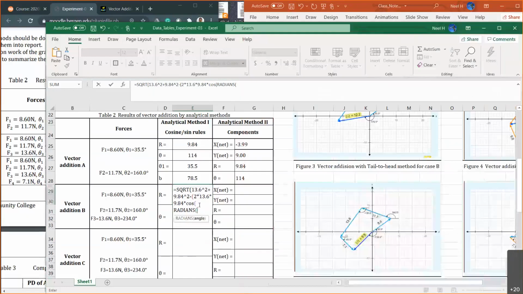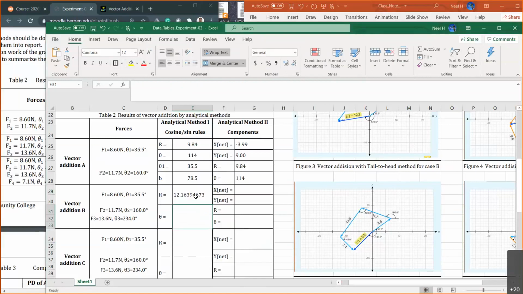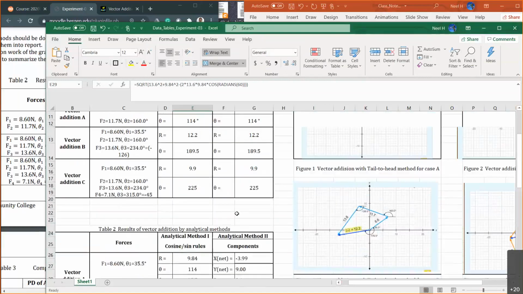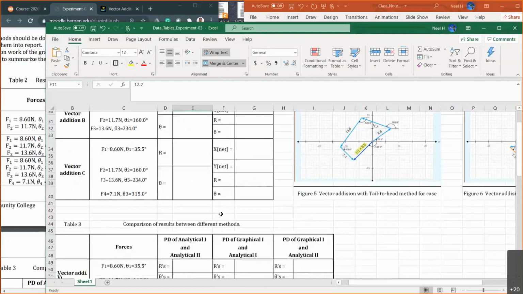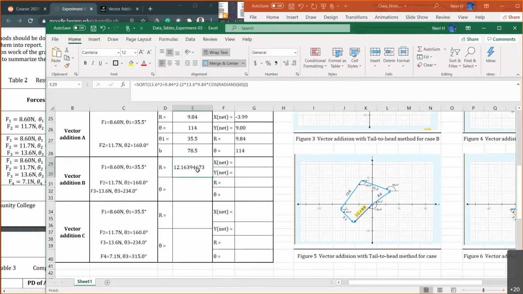60 degrees, so 60 here, close brackets, close outer brackets, then another bracket. I think I should have another bracket for the square root. Equal sign, 12.16. Let's take a look. The answer we got earlier, 12.2. So if you round that 12.16, you will get the exact answer.